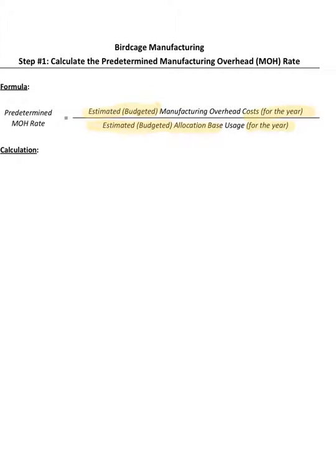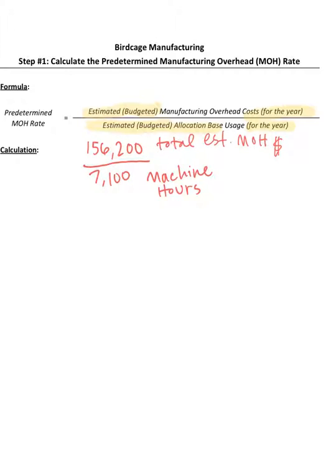So we'll just follow the formula as written here. Our total estimated overhead from the previous slide was $156,200. And our denominator is going to be our estimated use of the allocation base, which in this case was machine hours. So I'll label these. The denominator was machine hours, and the numerator was our total dollar amount of estimated overhead. The result of this calculation gives you a predetermined overhead rate of $22 per machine hour. We have completed step one, which was to calculate the predetermined overhead rate.